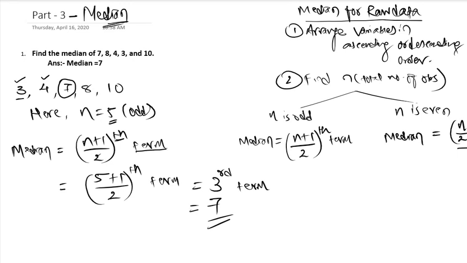Okay, so this is where I have shown you how to find median for raw data where the number of observations is odd. What we did first, we arranged the variables in ascending or descending order. Then we found n. N is the total number of observations. If n was odd, we applied the respective formula. Now we will see another question in which n is even and apply that formula. I hope this method is clear now.